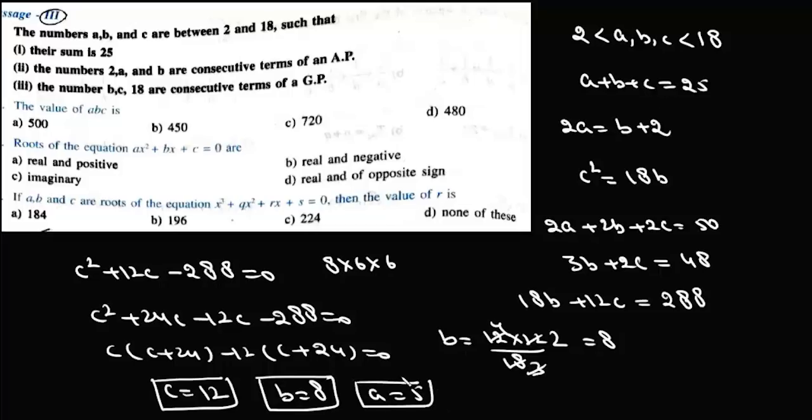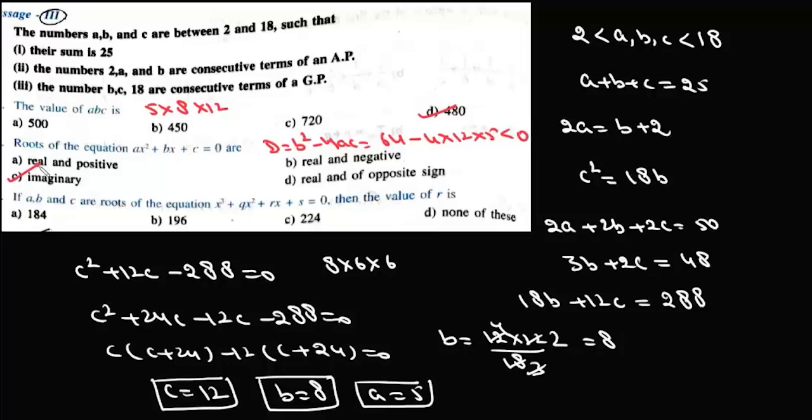Now the first question is we need to find the value of abc. Now a into b into c is 5 into 8 into 12, which is 10 into 4 into 12, 480, and that's your option D. Now the next question is we need to discuss the nature of roots of this equation. So for this we'll calculate the discriminant D, which is b square minus 4ac. Now b square is 64 minus 4ac, which is 4 into 12 into 5, that is 240, so it is less than 0.